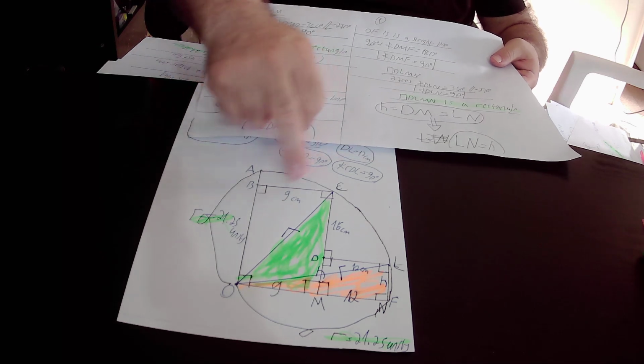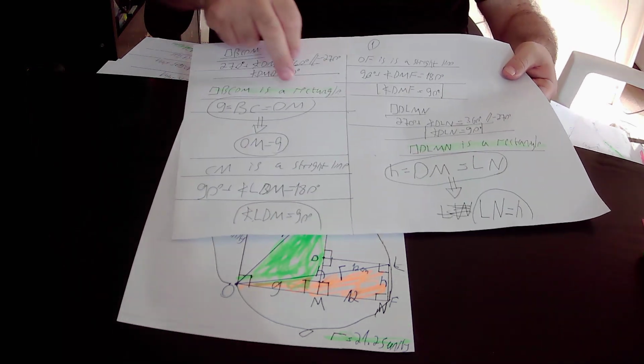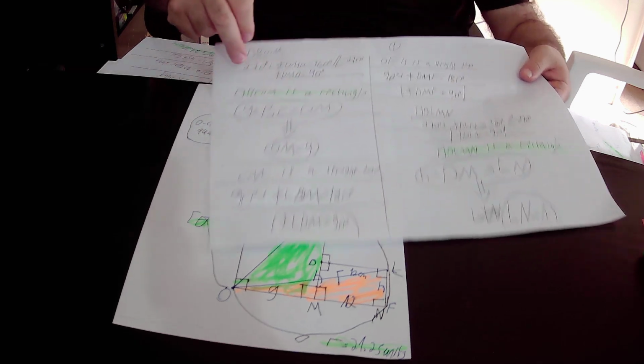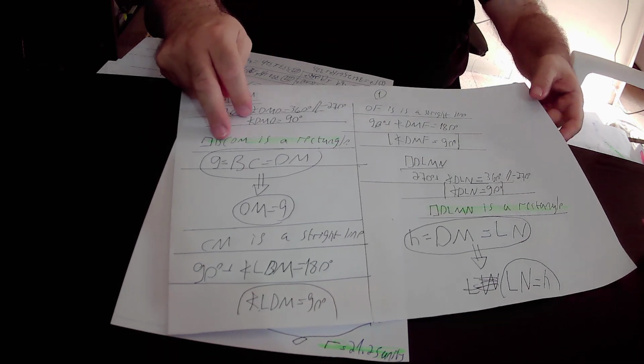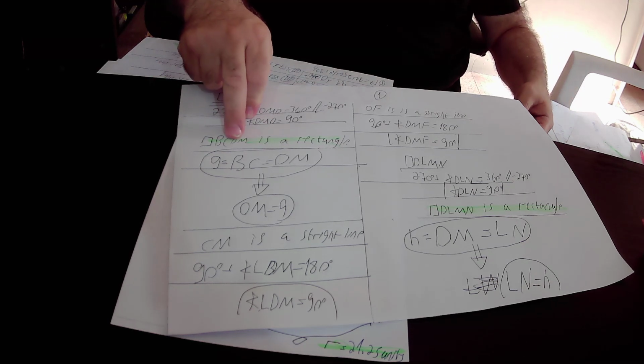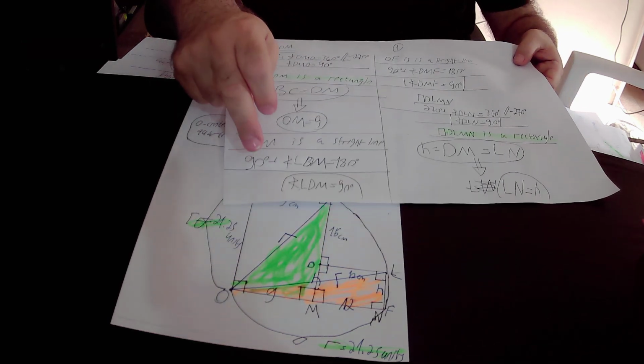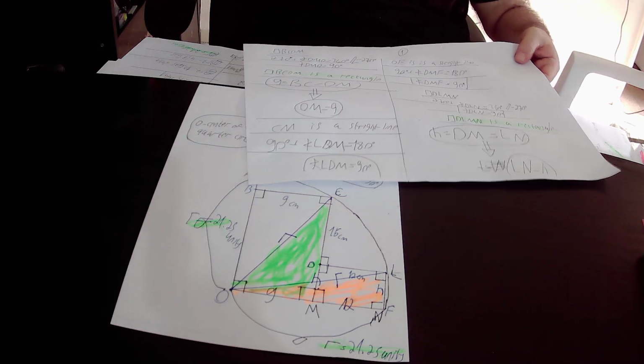That is to say BC equals OM. But according to what is given in the question, BC equals 9. So here we have 9 equals BC equals OM, and from this equation we derive that OM also equals 9. Here OM equals 9.